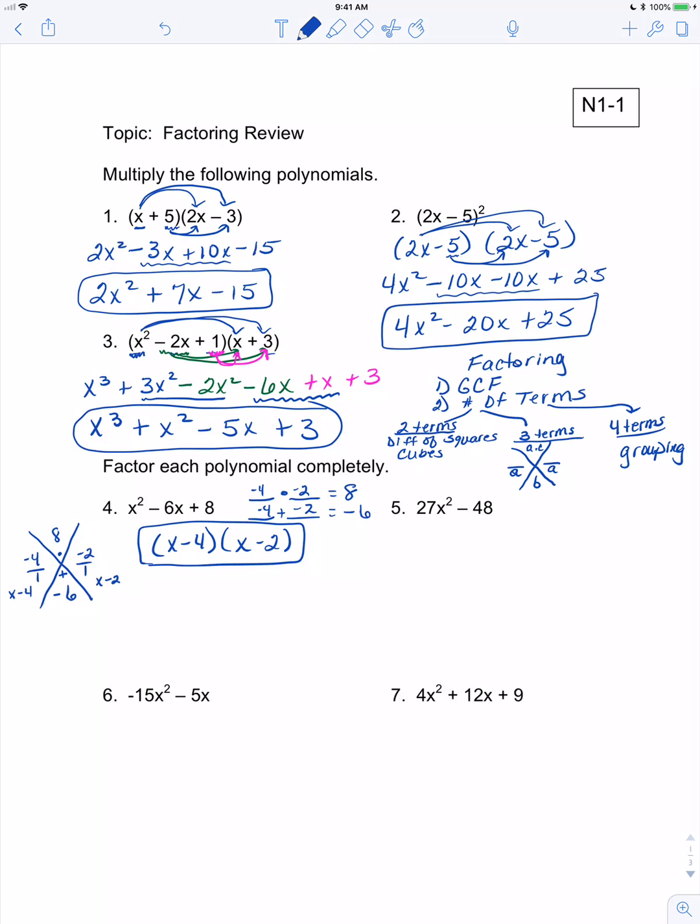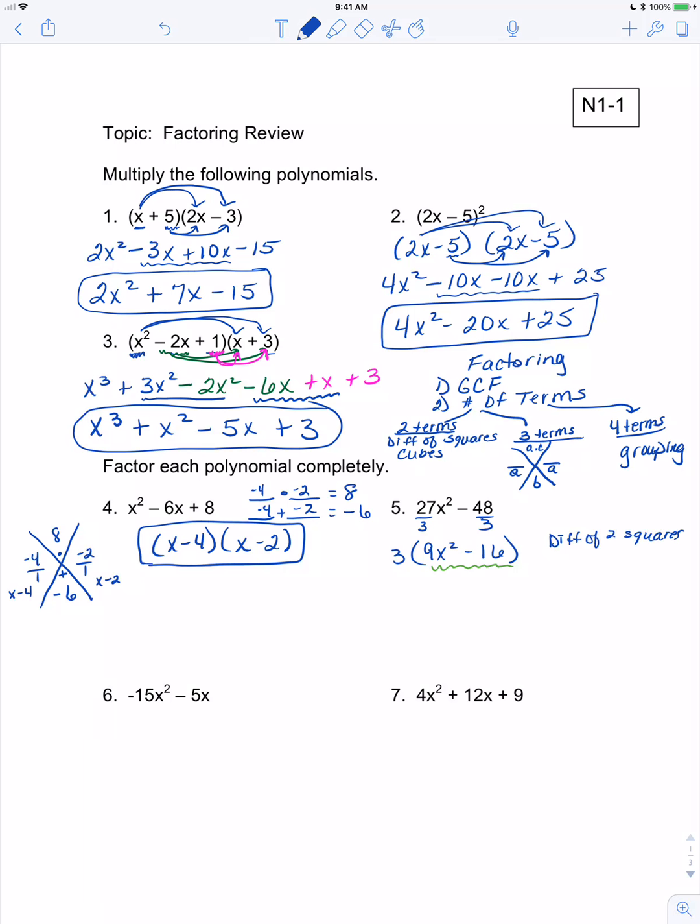Okay, so number 5, we have 27x squared minus 48. Well, that is 2 terms, but my first step is always look for that greatest common factor. Well, they both contain a 3. So let's factor out a 3, and then let's see what we have left. Well, if we divide each of those terms by 3, we're left with 9x squared minus 16. Okay, well, I still have 2 terms here, so I'm going to still look at this and say, can I factor this thing some more? Well, 9's a perfect square, and 16 is a perfect square, and it's got a minus in the middle, so that is the difference of 2 squares.